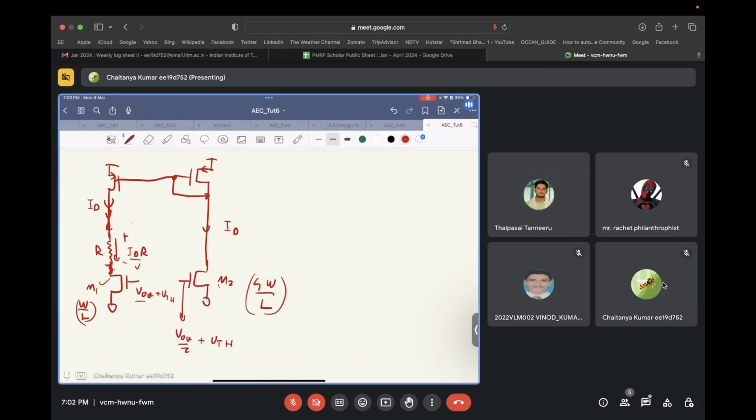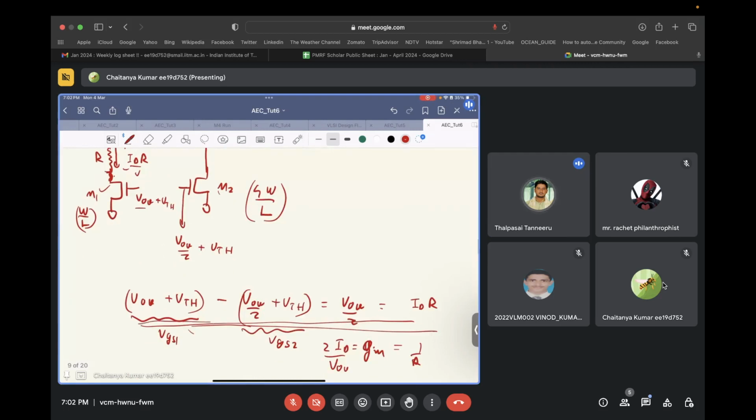If you are pushing ID into this resistor, the voltage difference across this resistor is ID times R. And you want to make sure that this ID times R is equal to the difference between the gate source voltage of transistor M1 and the gate source voltage of transistor M2. Okay, from this particular equation.